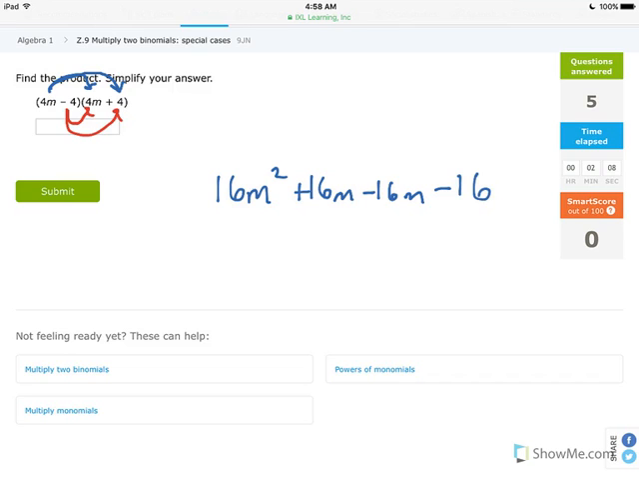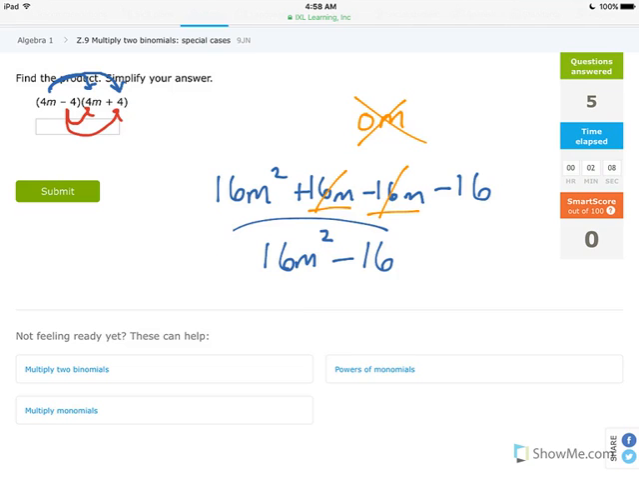And then simplify your two middle terms. Negative 16 and positive 16, those are going to cancel and go to 0. So you have 0 m's in the middle. So we can just ignore those. So what we have left is 16m squared minus 16. And that should be your final answer for that one.